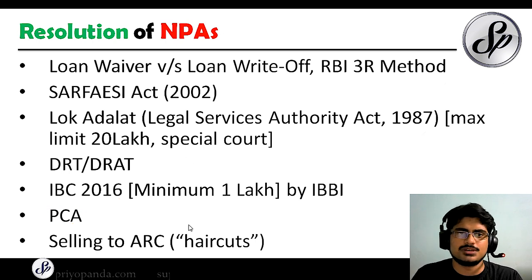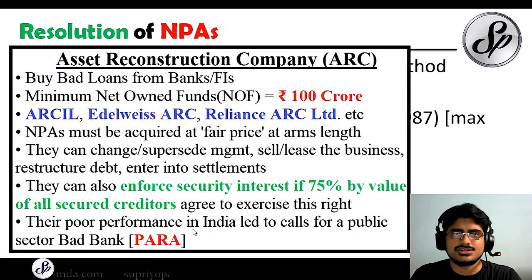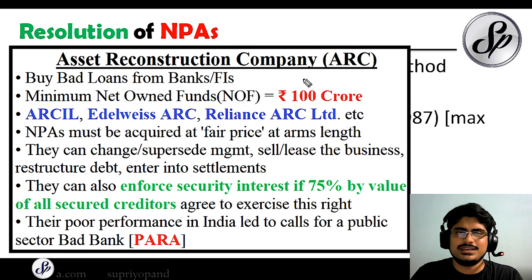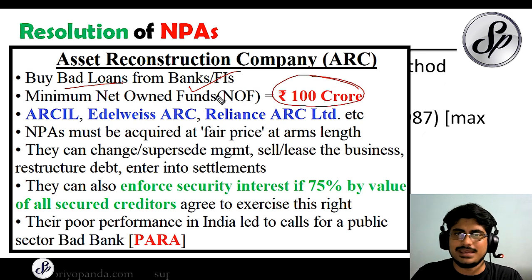And also you can sell your loans to the ARC, or the Asset Reconstruction Company. So what is this? The ARCs buy the bad loans from the banks or the financial institutions, and the minimum net owned funds of an ARC is 100 crore. Now some examples of an ARC. The most popular one is the Asset Reconstruction Company India Limited, ARCIL. Then you have the Edelweiss ARC, Reliance ARC Limited, etc.